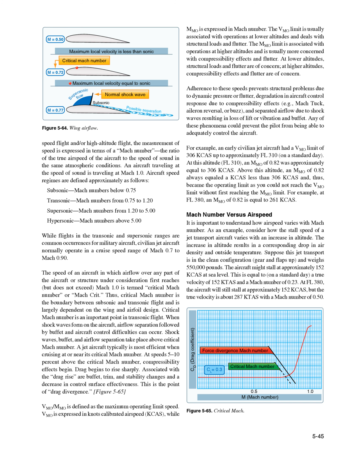VMO/MMO is defined as the maximum operating limit speed. VMO is expressed in knots calibrated airspeed, KCAS, while MMO is expressed in Mach number. The VMO limit is usually associated with operations at lower altitudes and deals with structural loads and flutter. The MMO limit is associated with operations at higher altitudes and is usually more concerned with compressibility effects and flutter. At lower altitudes, structural loads and flutter are of concern. At higher altitudes, compressibility effects and flutter are of concern.